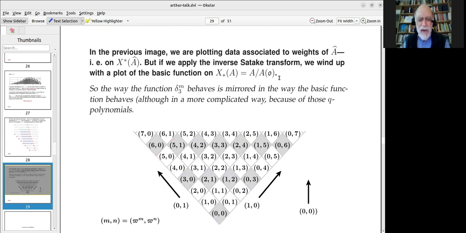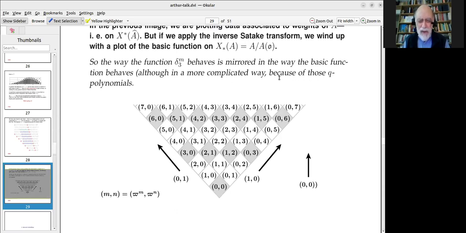So in the previous image, we were plotting data associated to weights of the dual group A hat, that is to say, on X star of A hat. But if we apply the inverse Satake transform, we wind up with a plot of the basic function on the co-weight space of A itself. So the way the function delta 3 behaves is mirrored in the way the basic function behaves, although in a more complicated way.